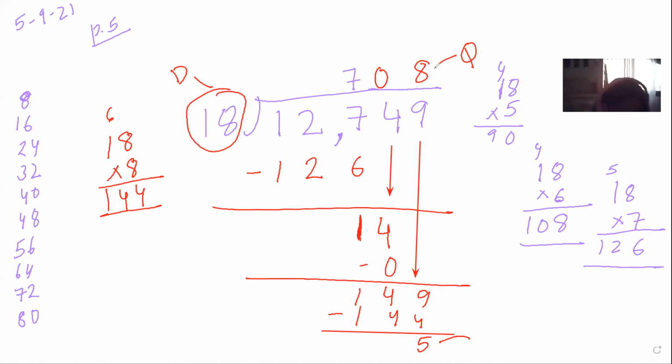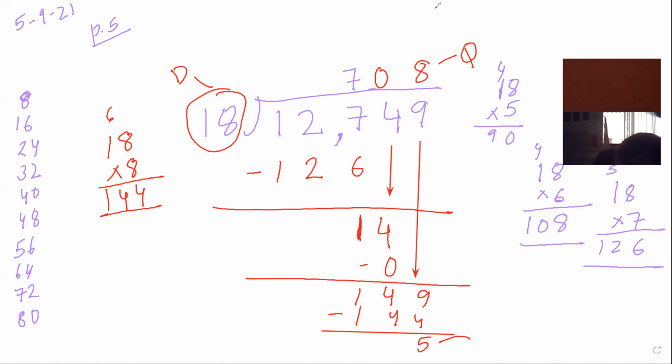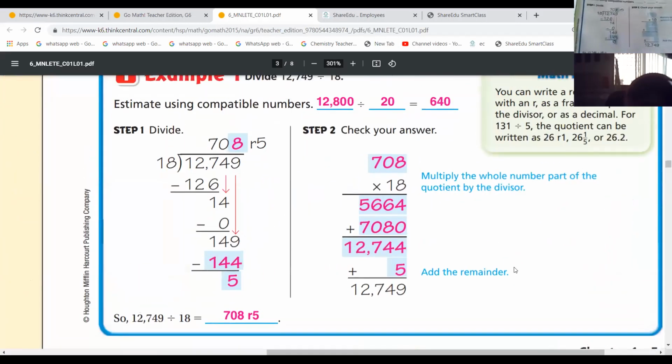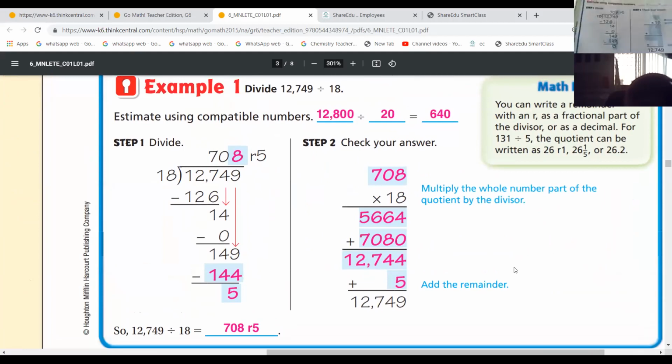Miss, in step 2, what do we write? I will show you what to write. But did you finish writing all this? Yes. Okay, now let us go to your textbook. Nicely. See, this is how we write the remainder 5, that is R5.